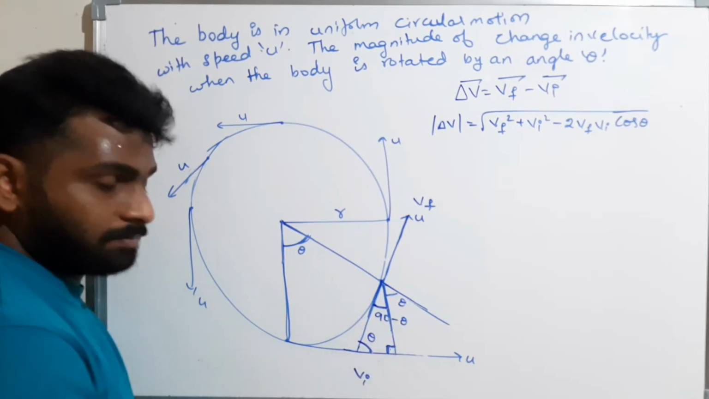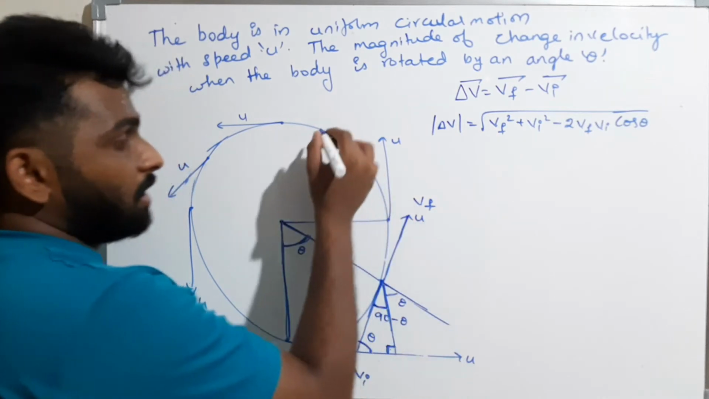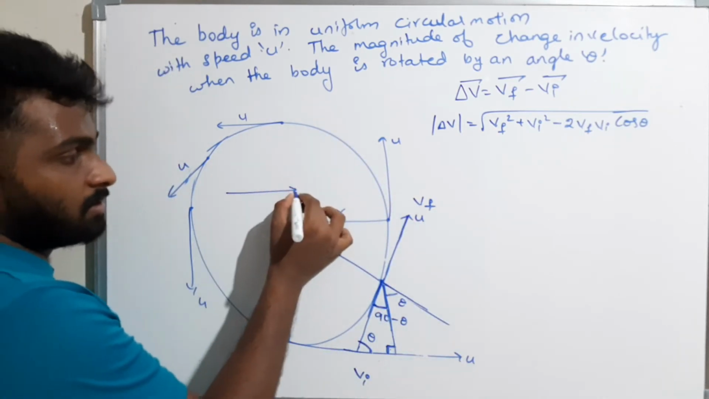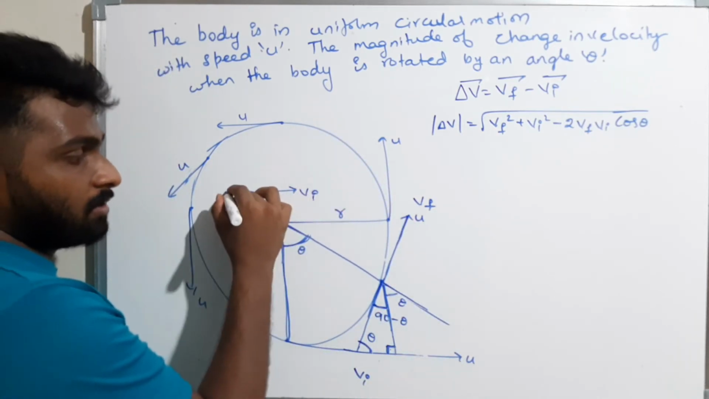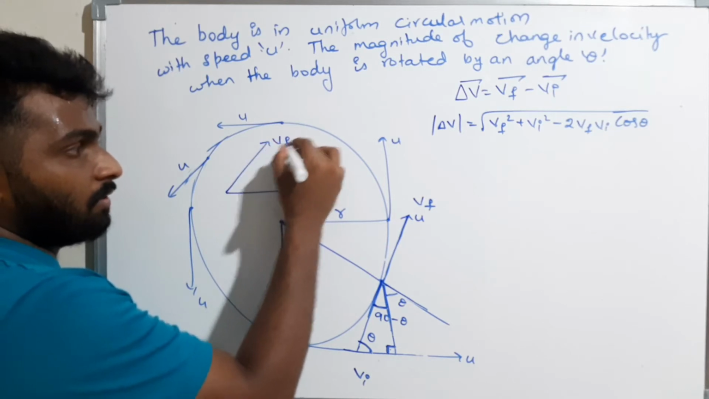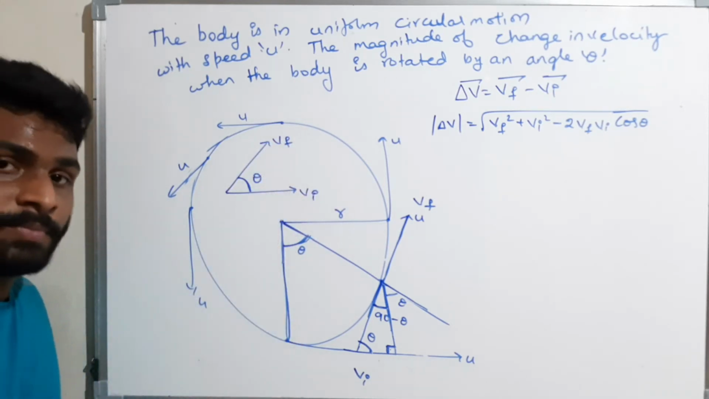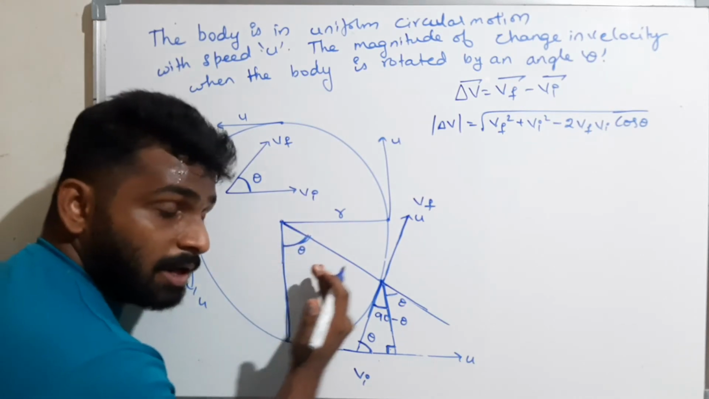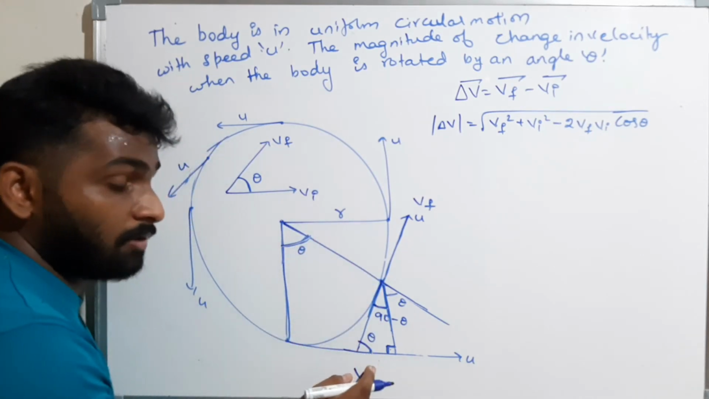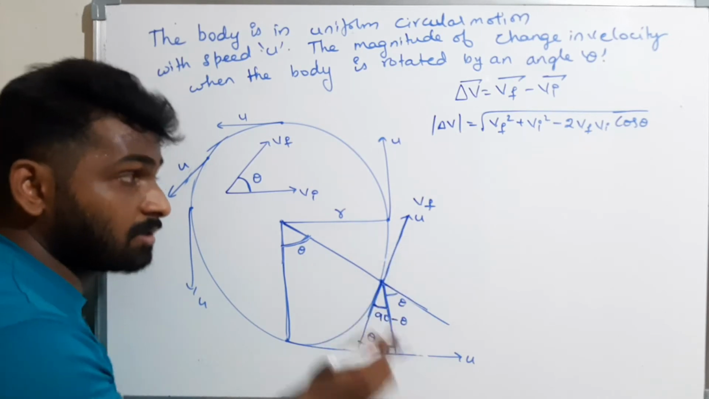What is this angle? This is theta. Therefore, these vectors are like this. This is V initial and this is V final. What is the angle between them? The angle between them is theta. If the body is rotated by an angle theta, then the angle between the velocity vectors is theta.